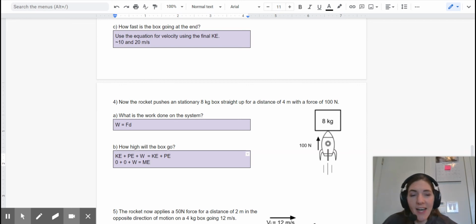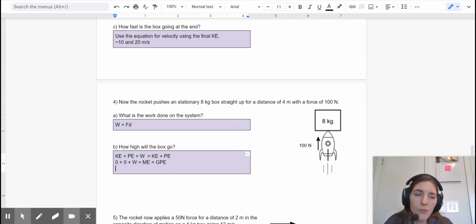When you think about how high this box is going to go, you have to realize that the work is your mechanical energy. And that mechanical energy is all gravitational potential energy because it's going up. So when all of that mechanical energy is potential energy, you'll be able to find height that way.